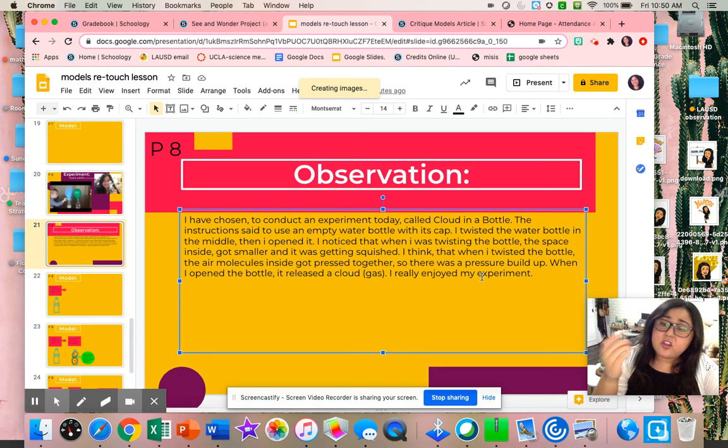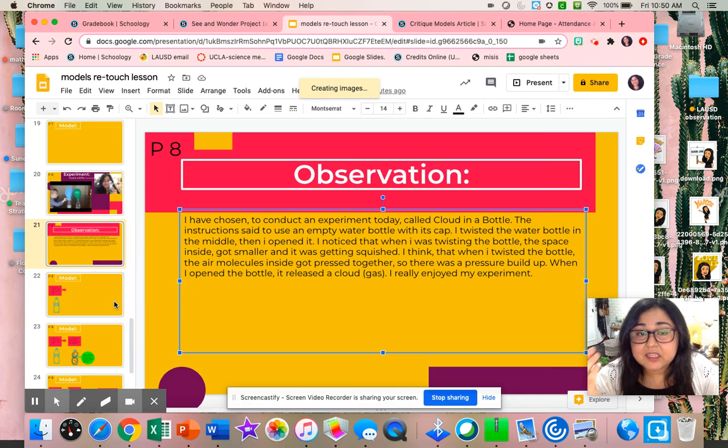Okay, so when you're writing your observations on your own experiment, make sure that you write the title, some instructions, what you did, what you noticed, what you think happened, okay? So that you're able to give a nice detailed paragraph.